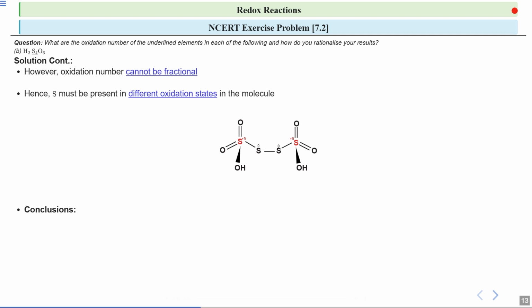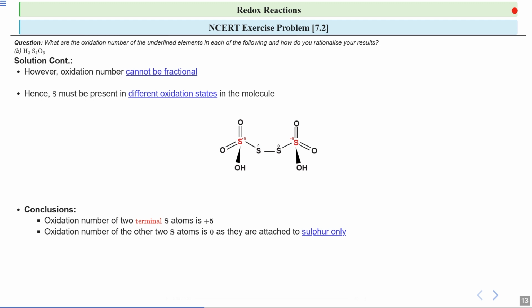As a result of that, the terminal sulfurs will have an oxidation state of plus 5. How is it coming? Because it is attached to 2 oxygens and 1 hydroxide. So the 2 oxygens will give minus 2 each and the 1 hydroxide will give you minus 1. So a total of minus 5 can be satisfied with a plus 5 oxidation state. That can be said for both terminal sulfurs.